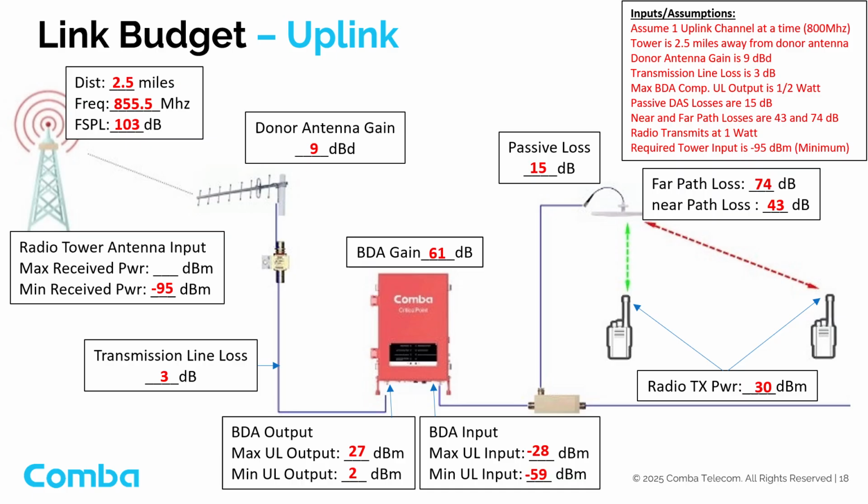Finally, we can calculate the maximum received power at the radio tower using the following formula. The maximum radio tower received power is equal to the BDA maximum uplink output power minus the transmission line loss plus the donor antenna gain minus the free space path loss, which gives us 27 dBm minus 3 dB plus 9 dBd minus 103 dB equals negative 70 dBm.